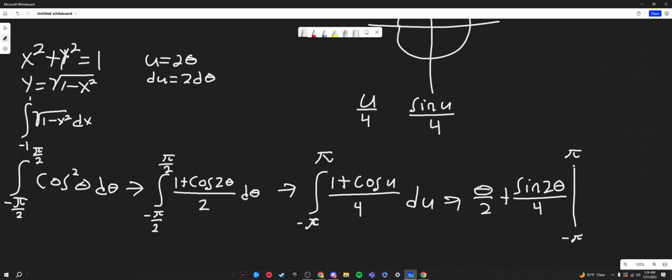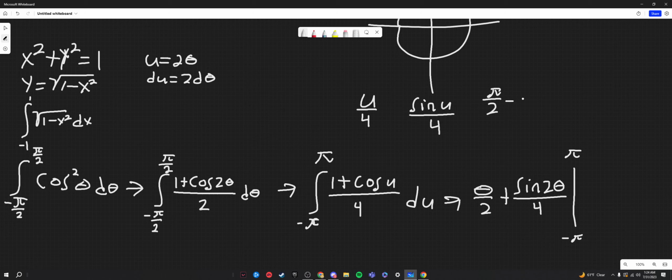So now, we're going to start with our top bound. We'll have pi over 2 if we plug in pi for our thetas. However, sine of 2 pi is 0, so we don't have to worry about that. We'll substitute in negative pi now. We'll have negative pi over 2. And once again, sine of negative 2 pi is also 0, much like sine of 2 pi, so we don't have to worry about that.